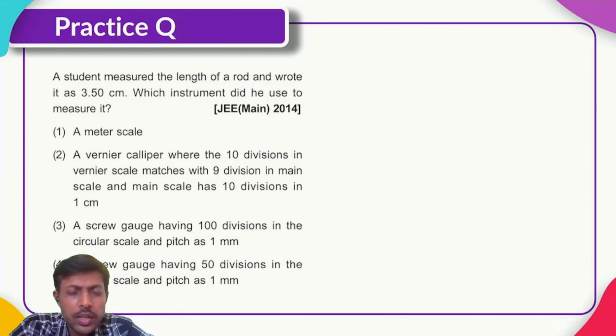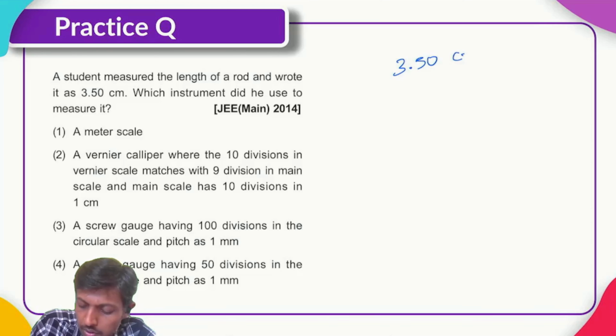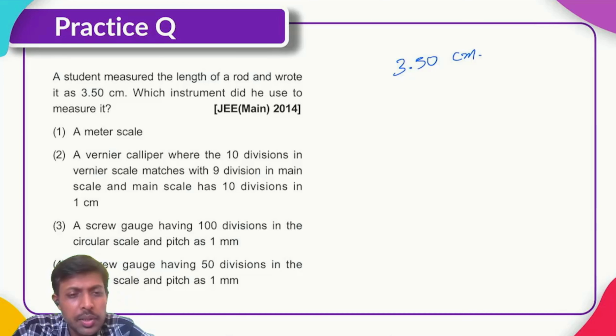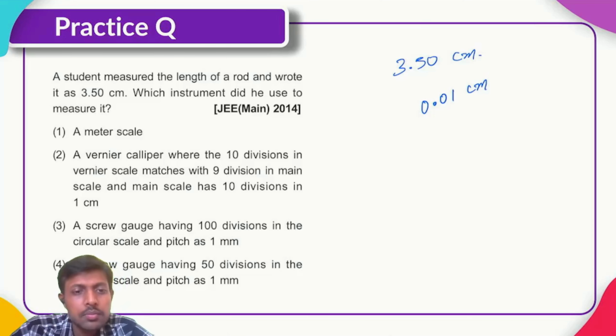Alright, so here's a question which came in the year 2014 in the JEE mains exam. A student measured the length of a rod and wrote it as 3.50 centimeters. You can see that the measurement is written up, corrected up to 2 decimal places, right? So what must be the least count of this instrument? 0.01 centimeters. That should be the least count of this, right?